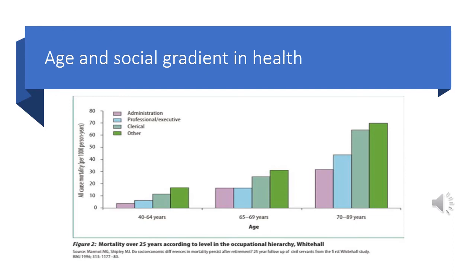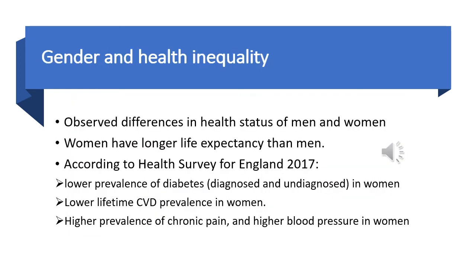As you can see in the graph, there is an inequality in death rate, so the mortality rate in relation to age. As the person ages, the risk of death increases regardless of his occupational status. After age, let's look at gender. Gender is also responsible for health inequality. As medical students, by now you are aware that women live longer than men, so women have longer life expectancy than men.